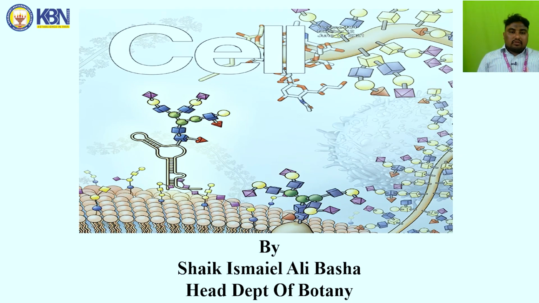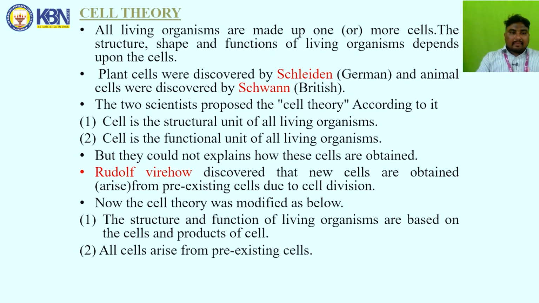Today we will discuss fourth semester genetics, plant breeding, and cell biology. The first chapter: cell. Cell theory. All living organisms are made up of one or more cells. The structure, shape, and functions of living organisms depend upon the cells.